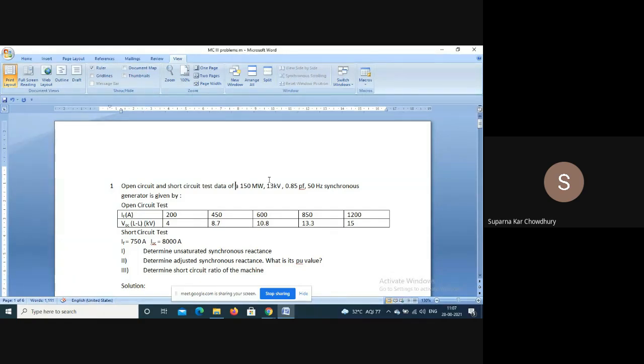The table gives the open circuit test data, and the short circuit test data is given only for one current. It is a straight line, so even if one point is given, the curve can be drawn. The other one is the 0, 0. So we have to determine the unsaturated synchronous reactance, adjusted synchronous reactance, its per unit value, and determine the short circuit ratio of the machine.